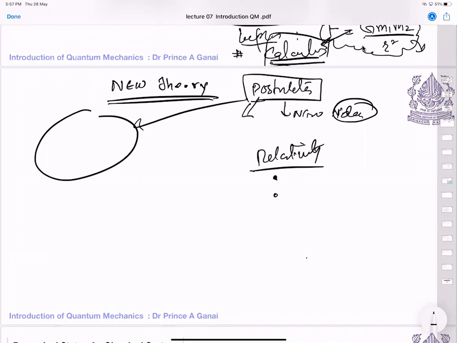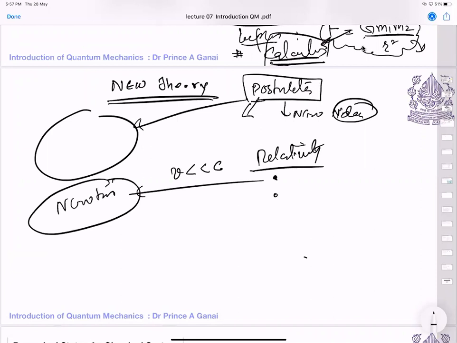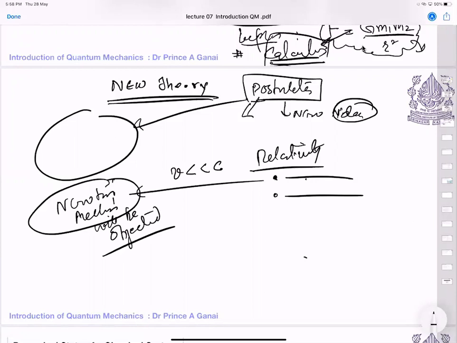But then once you go to the low speed limit, when the speed is very, very small as compared to the speed of light, Newtonian mechanics will be obtained as a limiting case. But the postulates of relativity are totally independent of Newtonian mechanics. They have nothing to do with it. You develop relativity totally independently, but Newtonian mechanics comes as a limiting case from relativity.